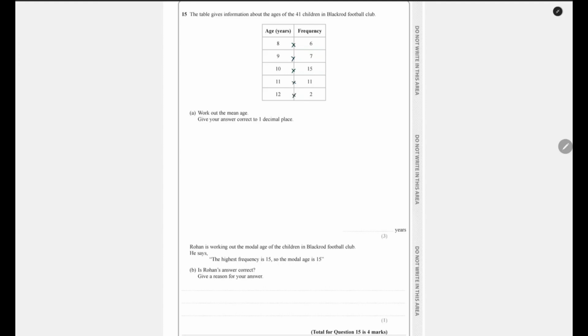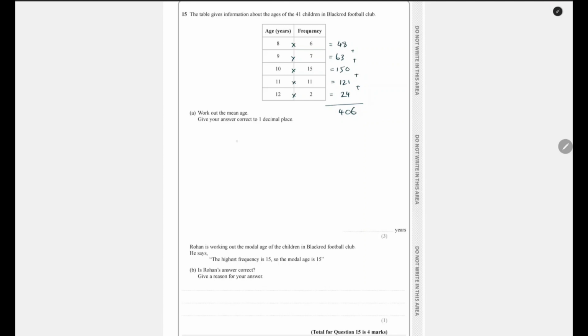So 8 times 6 is equal to 48. 9 times 7 is equal to 63. 10 times 15 is 150. 11 times 11 is 121. And 12 times 2 is 24. And if we add these together, we get a total age of 406. And so the total age of all 41 children added together is 406.